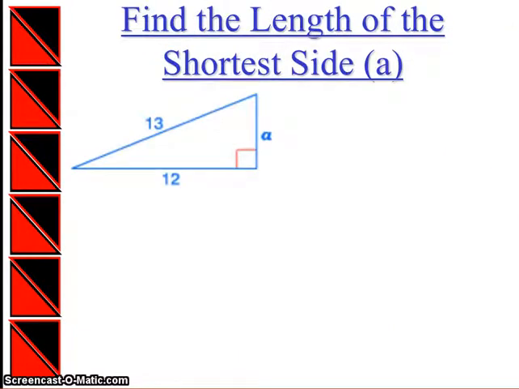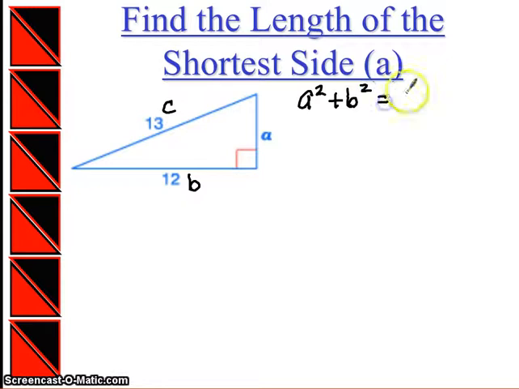Now let's try an example of finding the shortest side of the triangle. Our first step is to label A, B, and C. A is labeled, 12 is our medium side, 13 is our longest side. Write down our Pythagorean theorem, a squared plus b squared equals c squared.